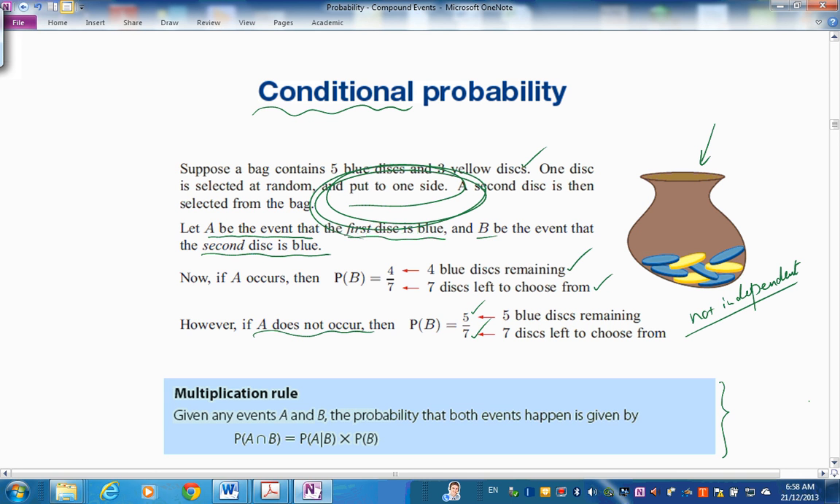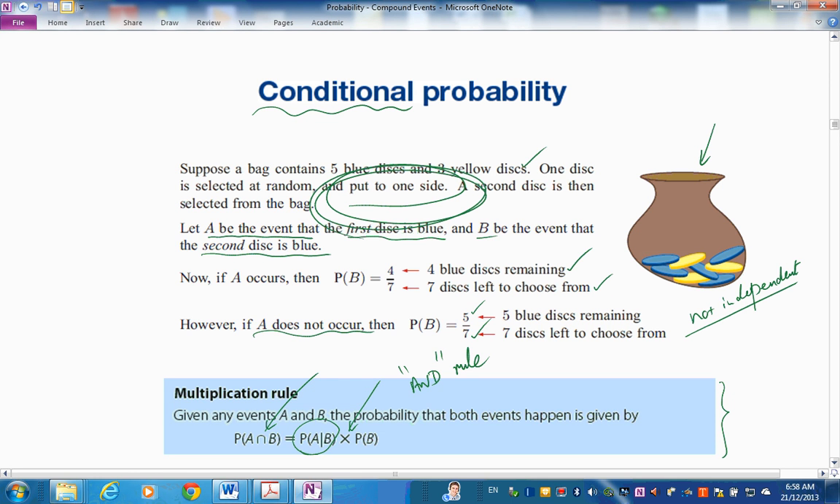Given any events A and B, the probability that both events happen is given by the intersection. We want A and B to occur, so A and B, you multiply, the AND rule. But look out, we've changed things. We look at this symbol here. We have changed the probability of A. Okay, we've got the probability of A given that B has occurred.